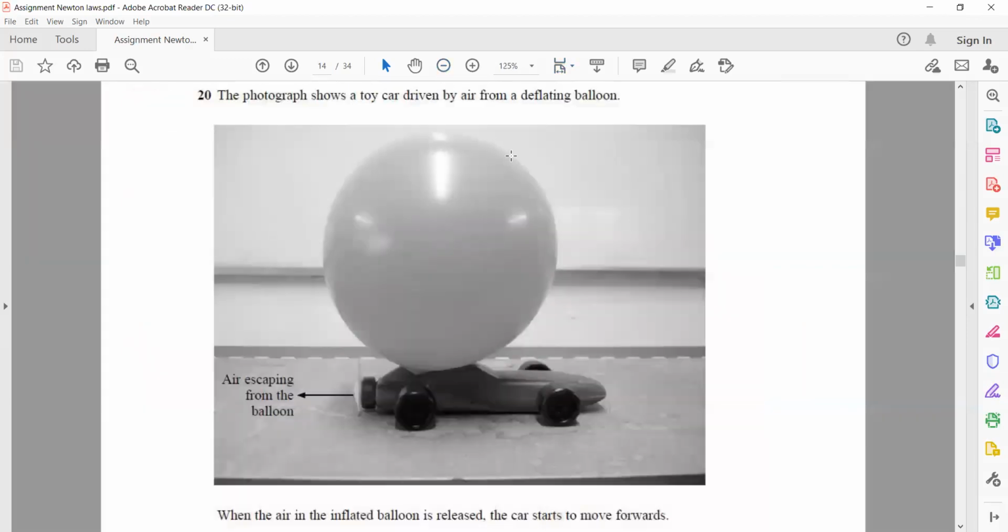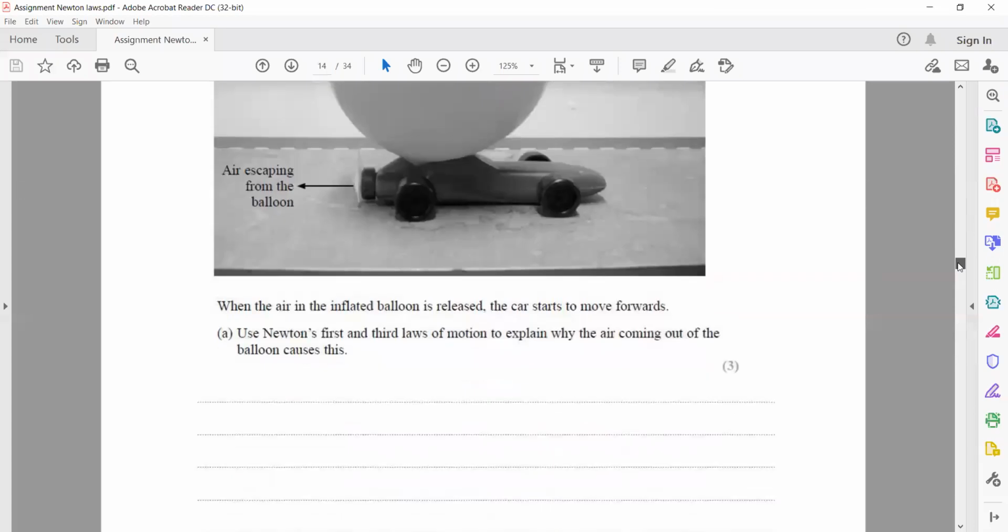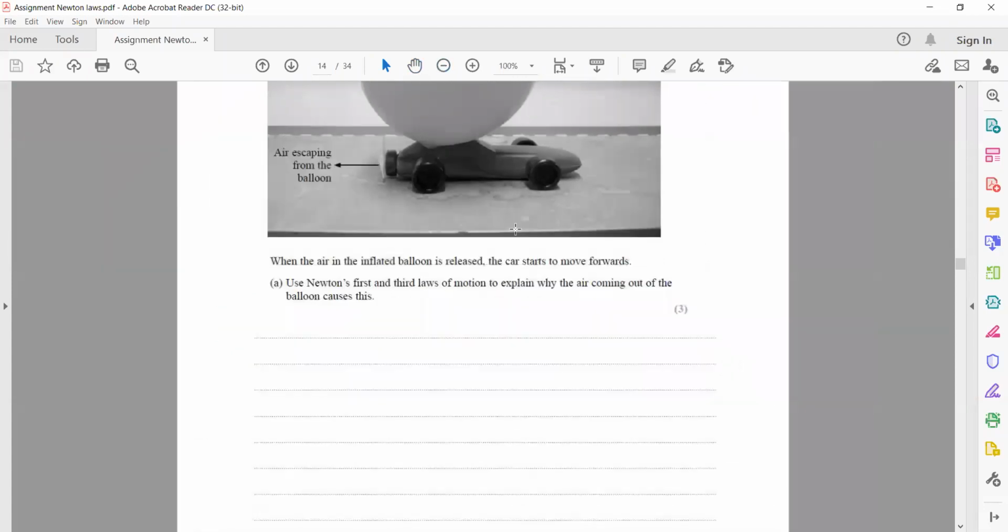The photograph shows a toy car driven by air from a deflating balloon. So when the air in the inflated balloon is released, the car starts to move forward. Use Newton's first and third laws to explain why the air coming out of the balloon causes this.